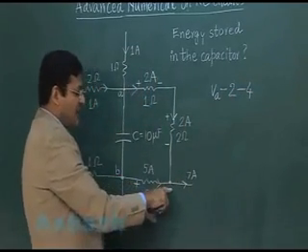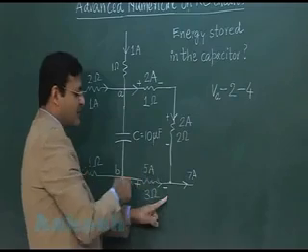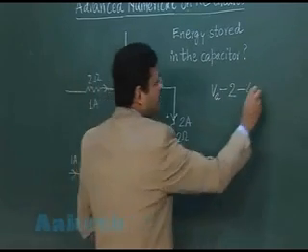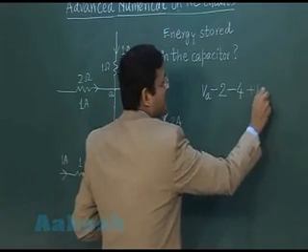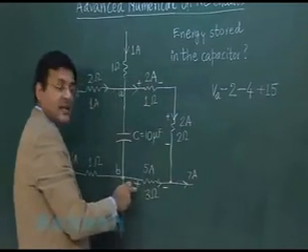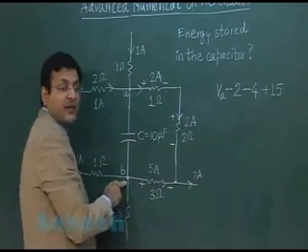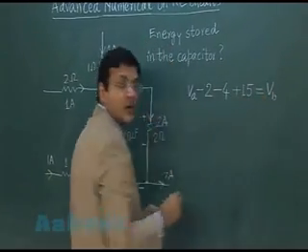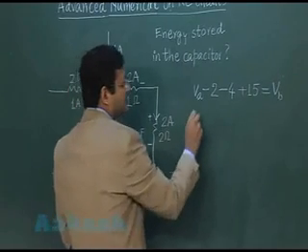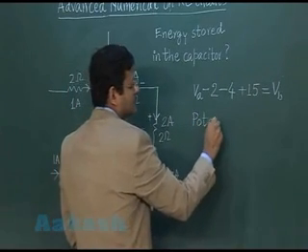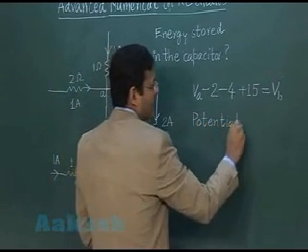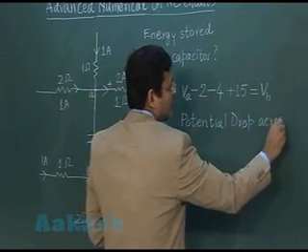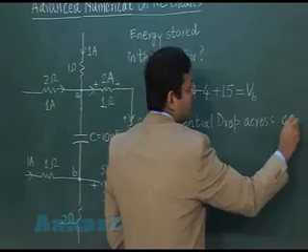Right? You have reached here, and if you will be jumping from this place to this place, आप माइनस से प्लस जाएंगे, you will be gaining, that will be plus 15. You understand? That will be plus 15, and finally you will be reaching point B. So this will be equal to B. Potential drop across capacitor.